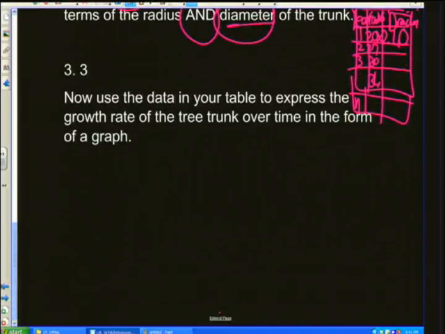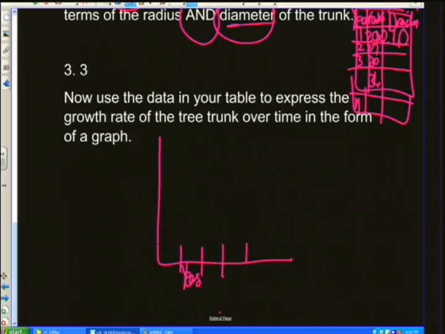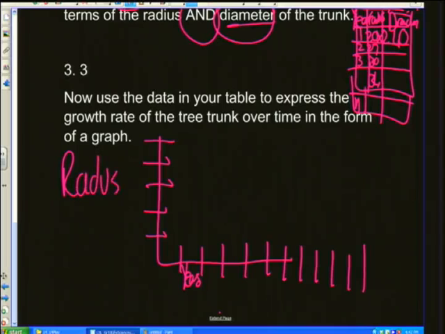The last one, again, now using your table to express the growth rate of the tree trunk over time in the form of a graph. How would I do that? I have got years, 1, 2, 3, 4, 5, 6, 7, 8, 9, 10, 11. Now here, it doesn't matter what you use. If you use the radius, millimeters, or the diameter, it doesn't matter which set of information.